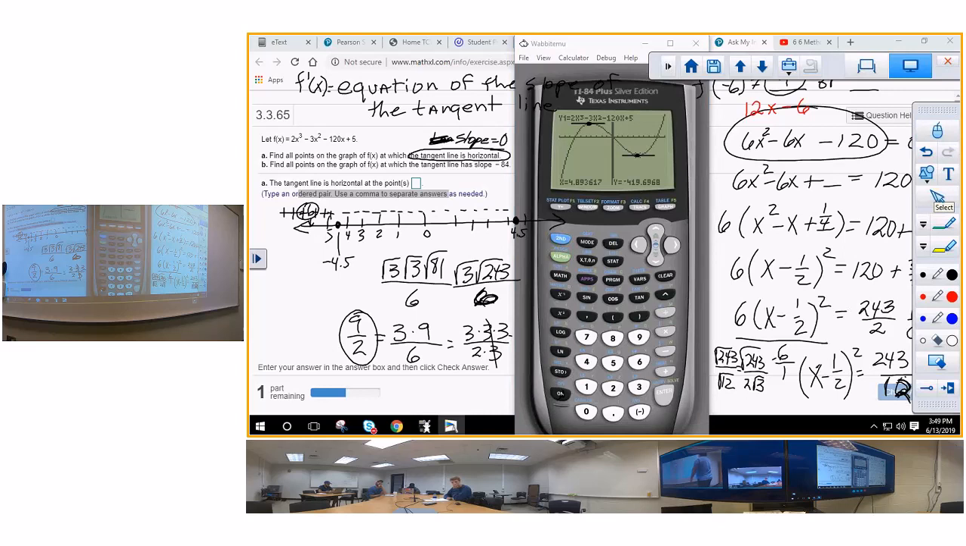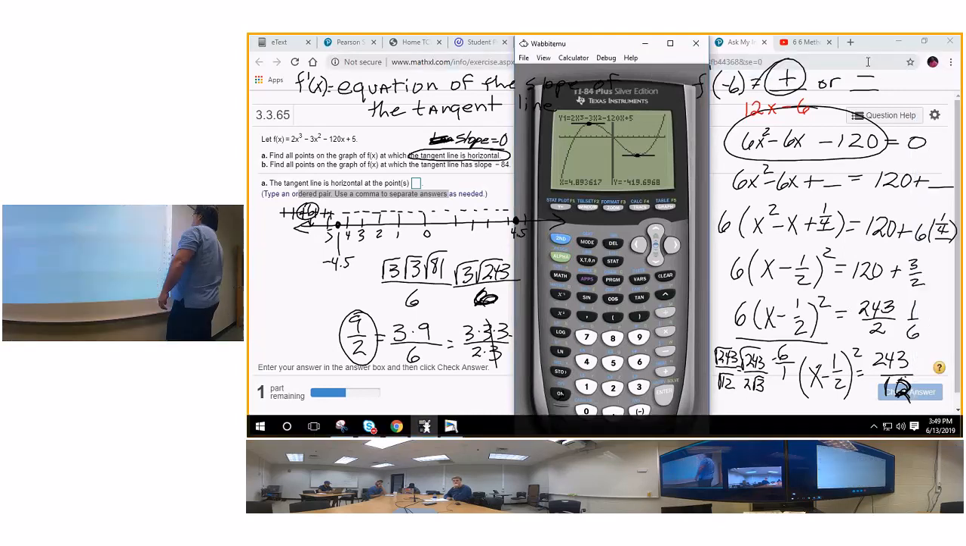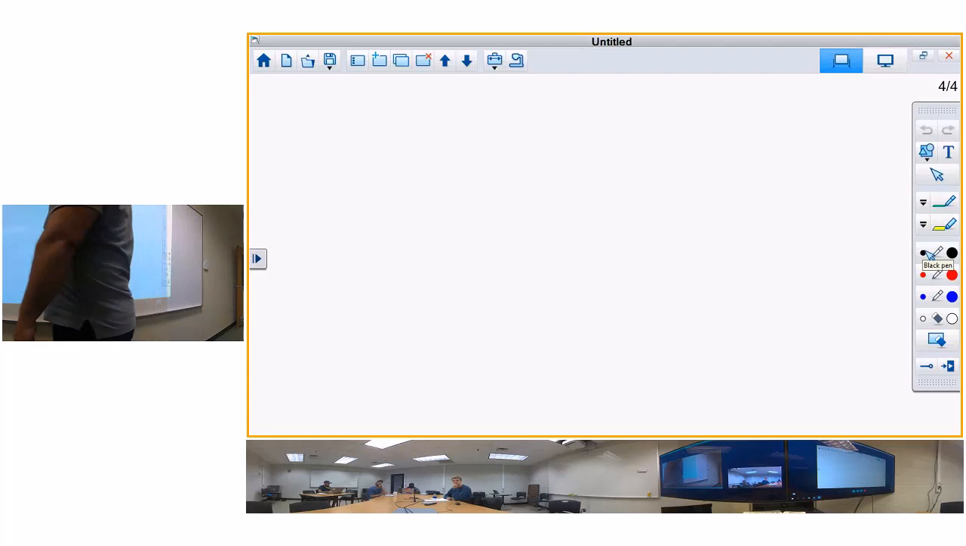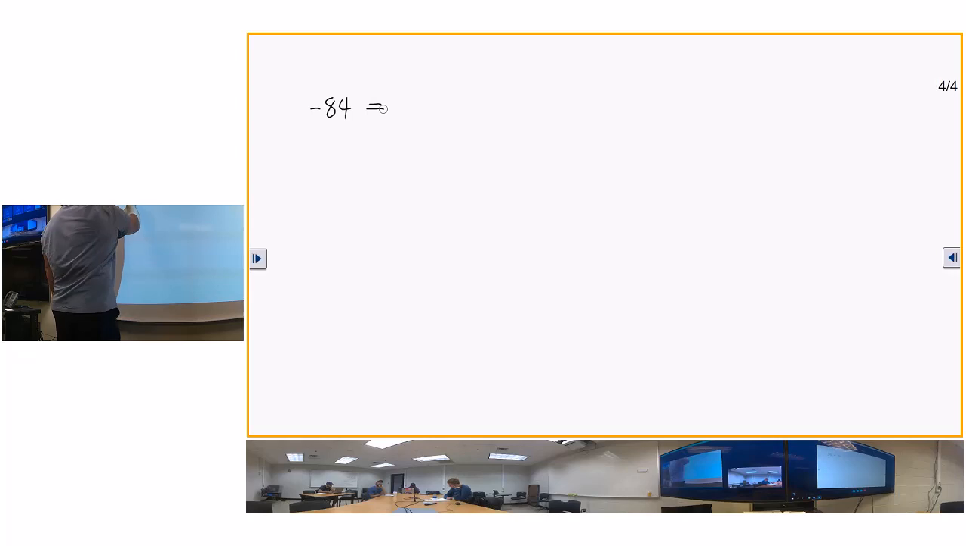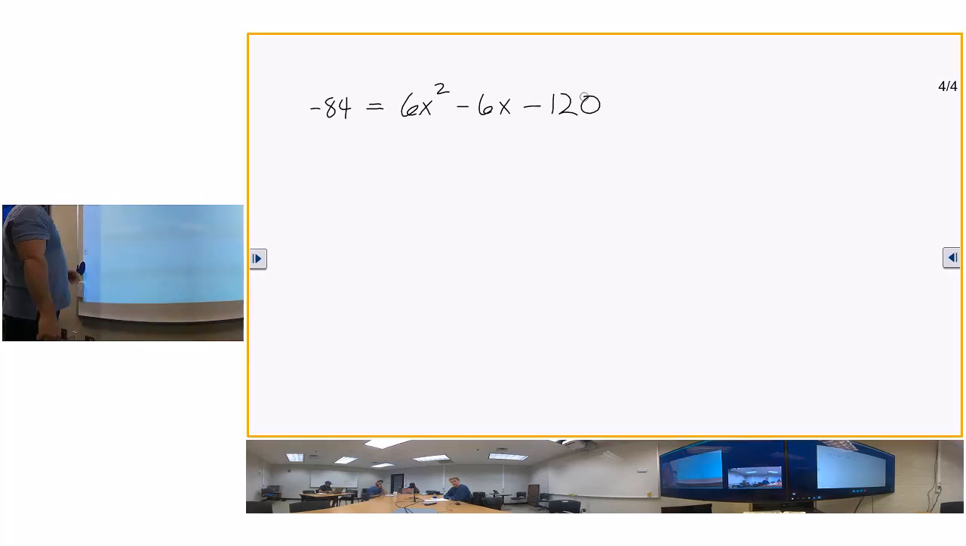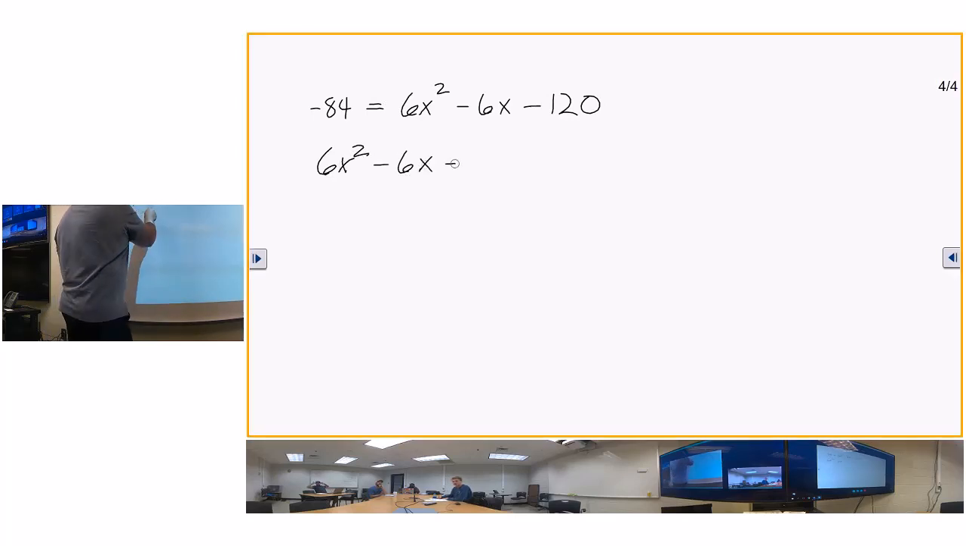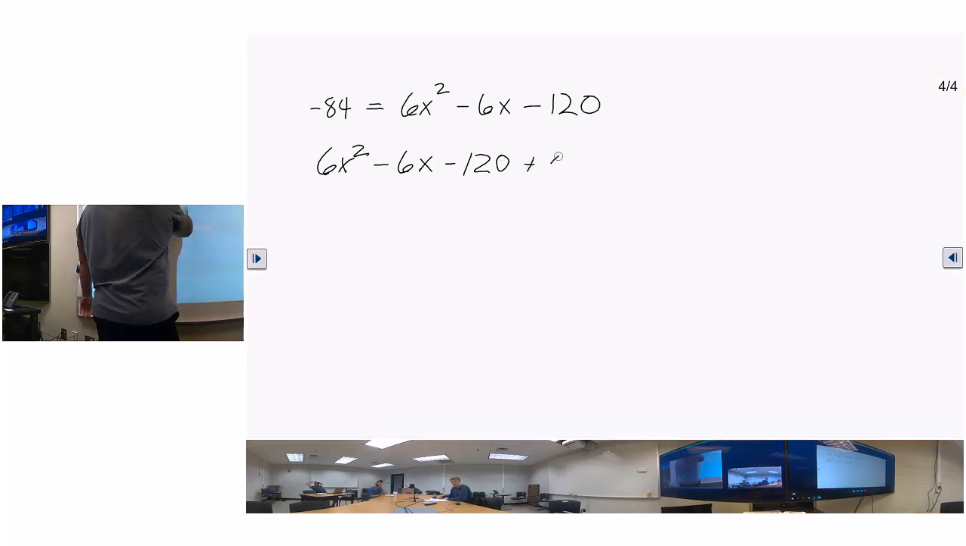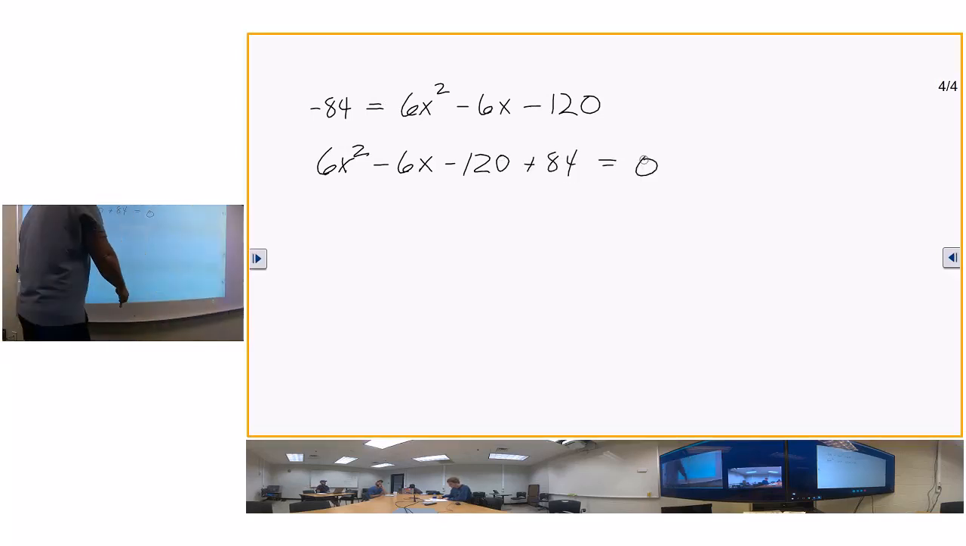Y'all remember this. Negative 84, this is a good test question, whoever sent it. Negative 84 is equal to 6x squared minus 6x minus 120. Now you can do this by completing the square, or it doesn't matter. I'm going to do it by completing the square just to piss people off. 6x squared minus 6x minus 120, and if you bring that over, it'll be a plus 84, right? Is equal to 0.